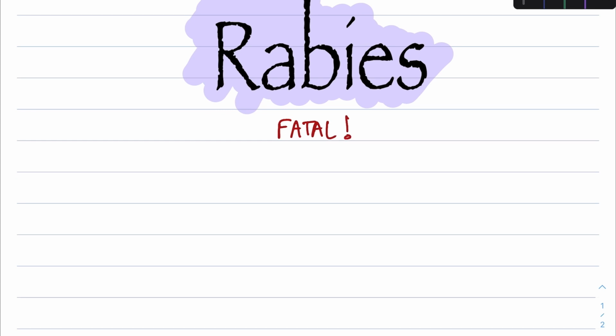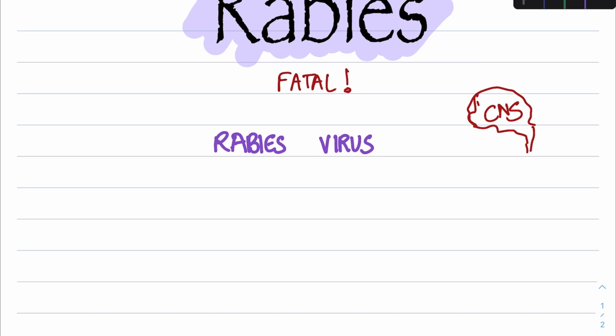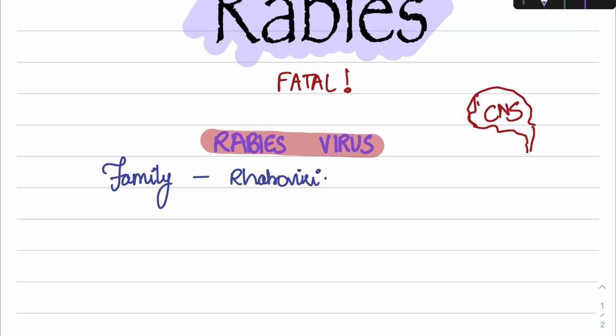Rabies is a very fatal disease affecting the central nervous system, that is, it ultimately affects the brain. Rabies is caused by the virus called the rabies virus. This rabies virus belongs to the family called the Rhabdoviridae family, and the rabies virus belongs to the genus called the Lyssavirus.